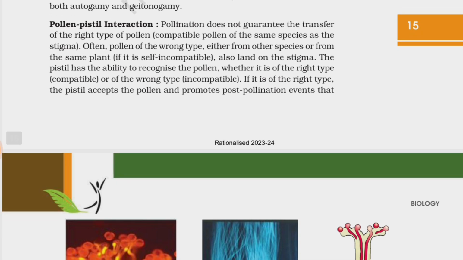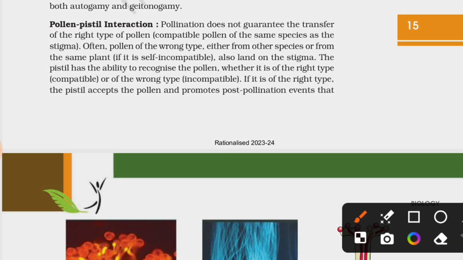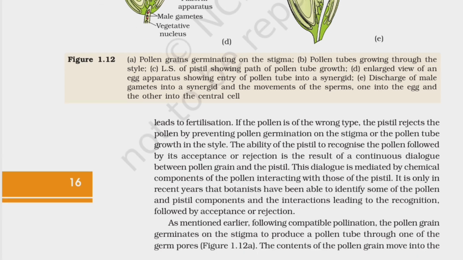Pollen-pistil interaction. Pollination does not guarantee the transfer of the right type of pollen. Compatible pollen of the same species as the stigma is often accompanied by pollen of the wrong type, either from other species or from the same plant, if it is self-incompatible, which also lands on the stigma. The pistil has the ability to recognize the pollen, whether it is of the right type, compatible, or of the wrong type, incompatible. If it is the right type, the pistil accepts the pollen and promotes the post-pollination events that lead to fertilization.